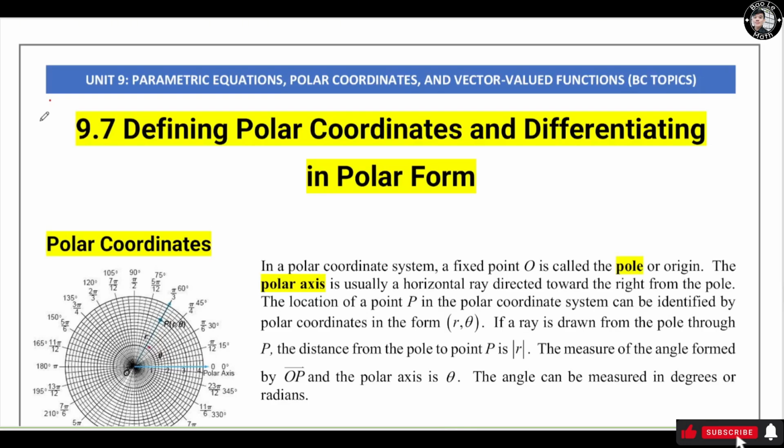Hello everyone, in this video we're going to explore topic 9.7, defining polar coordinates and differentiating in polar form. Half of this topic you already learned in AP Pre-Calculus, so go ahead and review some concepts from AP Pre-Calculus.